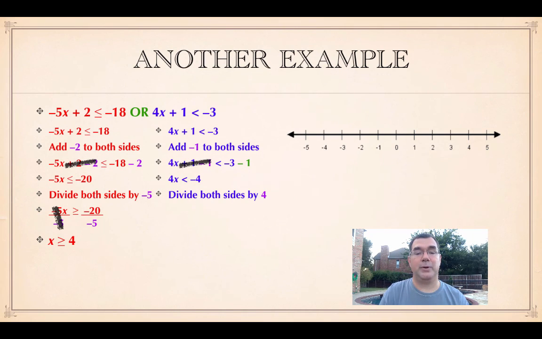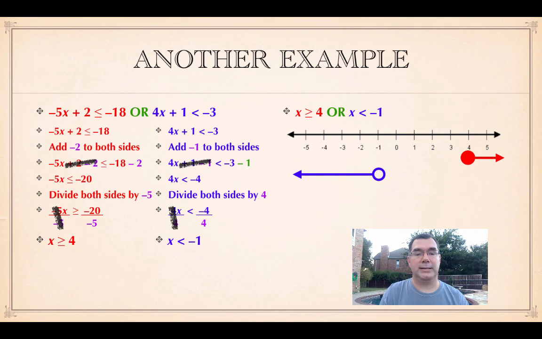Now I need to divide both sides by 4. That's not a negative number, so I don't need to worry about changing the inequality sign. It can stay the same. So cancel out the 4's on the left, and x is less than -1. All right, so here are the numbers that are greater than or equal to 4. And here are the numbers that are less than -1.